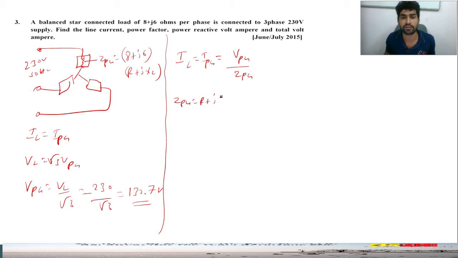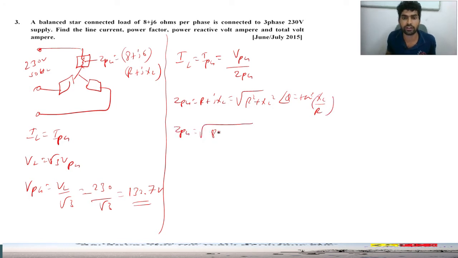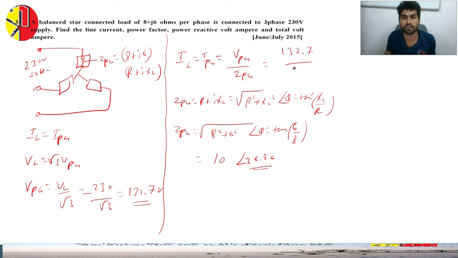Z phase is equal to R plus JXL. We can substitute directly. So root of R square plus XL square, phi is equal to tan inverse of XL by R, right? So Z phase is equal to root of 8 square plus 6 square, phi is equal to tan inverse of 6 by 8, right? So we got here 10 angle 36.86, right? So I'll be substituting over here. So here V phase is 132.7 divided by 10, we got 13.27 amps, right?